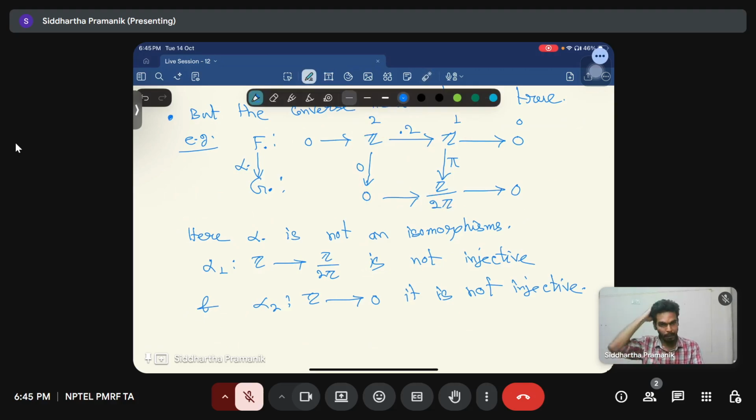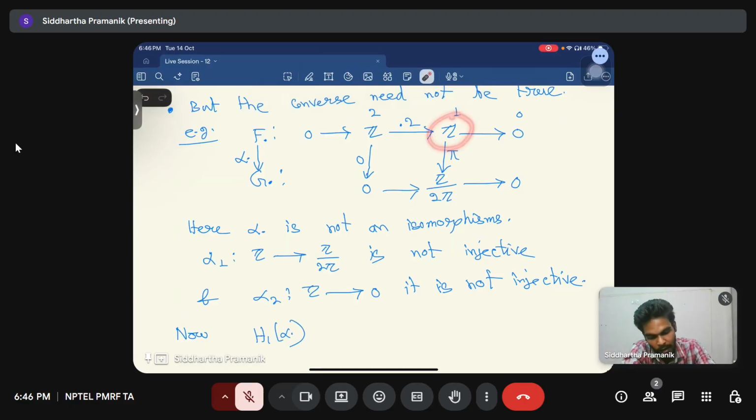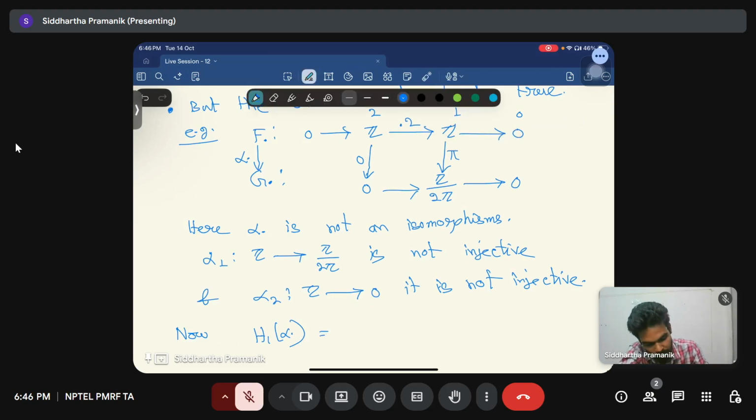But what are the maps at the homology level? So first we need to find the homologies. H0 is 0 because we have 0 here. So let's take H1 of F dot, meaning homology at this position. So kernel of this map modulo image of this map. So kernel is Z and image is 2Z. So this is Z mod 2Z. And what about H2 of F?